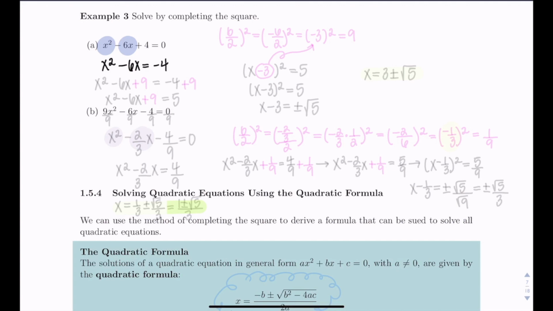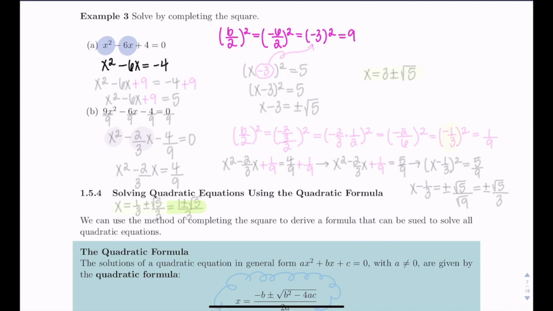And then we're going to add our b over 2 squared term to both sides. So let's figure out what that's going to be. Let's figure out b over 2 squared. Well, our b in this case is -6. Well, -6 divided by 2 is -3. And -3 squared is 9. So what we're going to add to both sides is going to be 9.